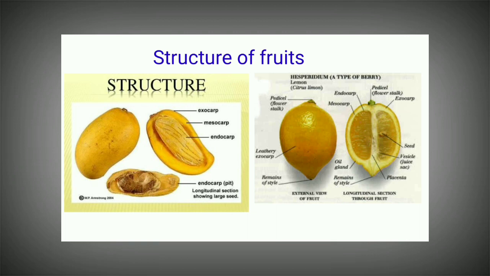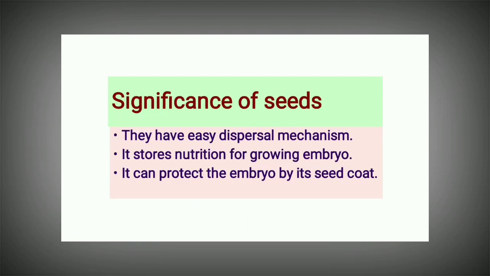Now let's come to the significance of seeds and fruits. First, the significance of seeds in flowering plants. Seeds have an easy dispersal mechanism. They store nutrition for the growing embryo in the form of endosperm, and also protect the embryo by the seed coat. And actually the success of the angiosperms in becoming the dominant plants in the plant kingdom is due to the production of seeds.